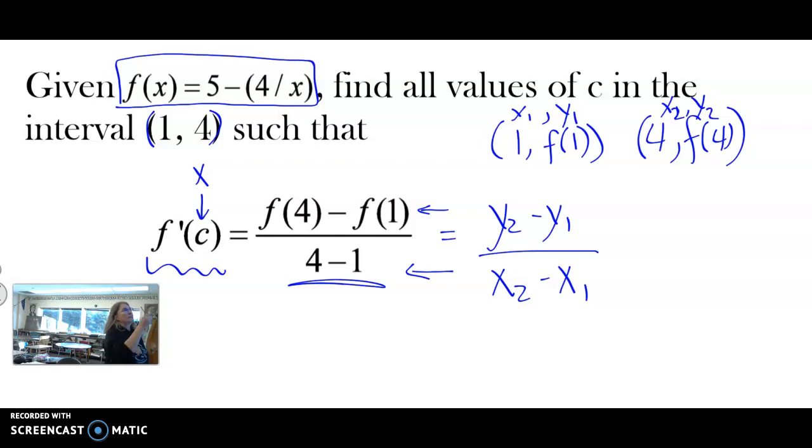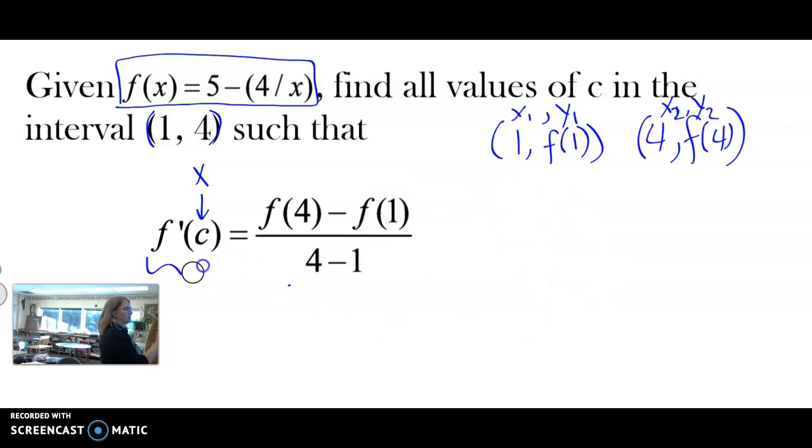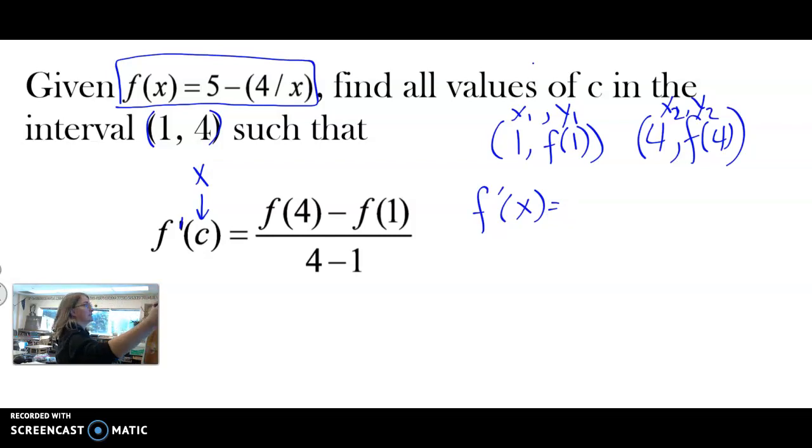Okay, so what we need to do is look at what this is asking us to do here. Even if you didn't know what the mean value theorem is, if you can understand this notation, you can still do this problem. f prime of c means find where the derivative, so we need to find the derivative, so let's find f prime of x. The derivative of 5 is 0.